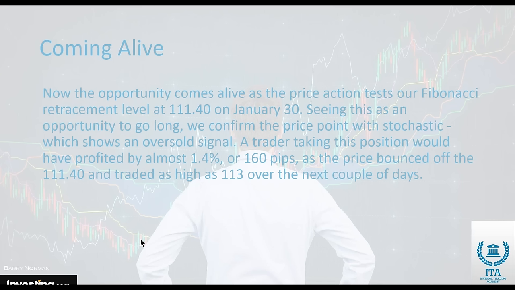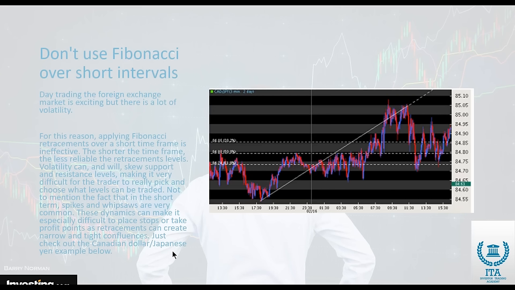Now the opportunity comes alive as the price action tests our Fibonacci retracement at 111.40 on January 30th, seeing this as an opportunity to go long, we confirm the price point with the stochastics, which shows an oversold signal. A trader taking this position would have profited almost by 1.25% or 160 pips. So you need more than a single thing.